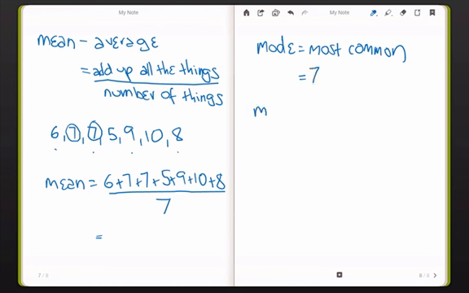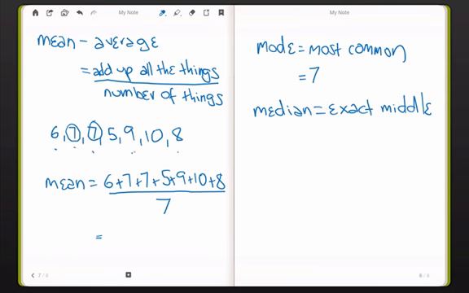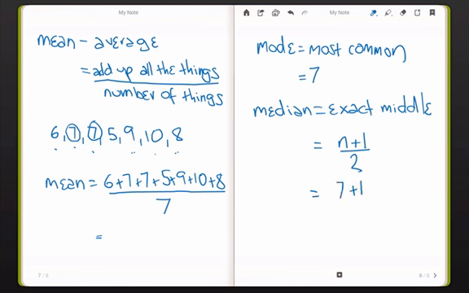What about the median? Remember what the median is? It's the exact middle. Okay, so what we do is we have a look at the exact middle. We've got 1, 2, 3, 4, 5, 6, 7 different things. Remember, we find the median by doing n, the number of things, plus 1, divided by 2, okay? So in this case, we have 7 things. 7 plus 1 divided by 2, well, 7 plus 1 is 8, divided by 2 is 4.